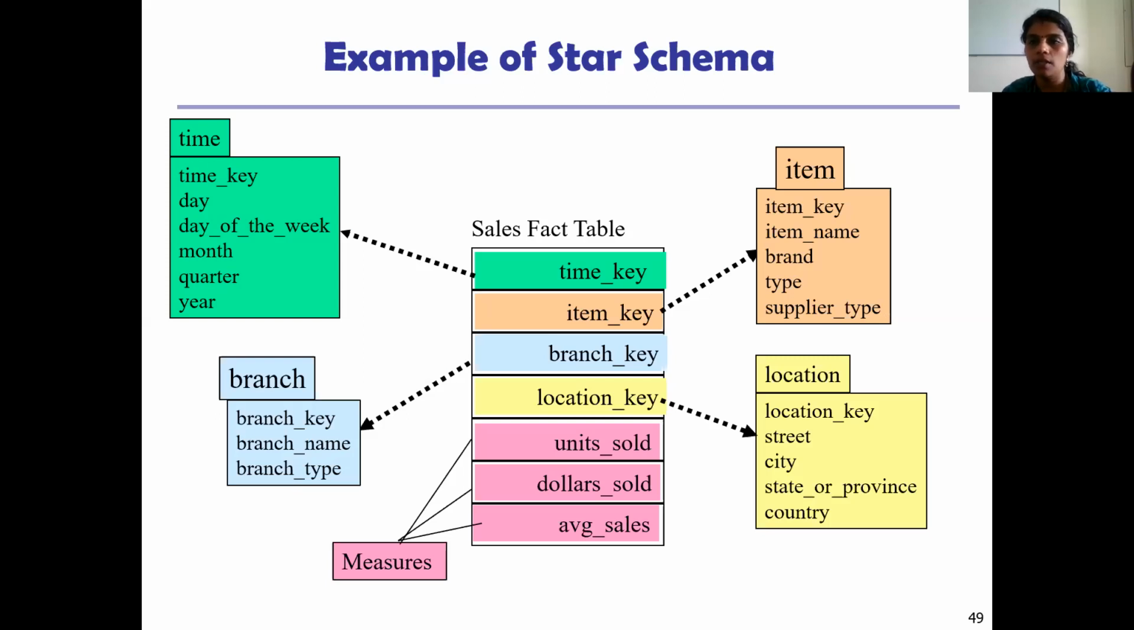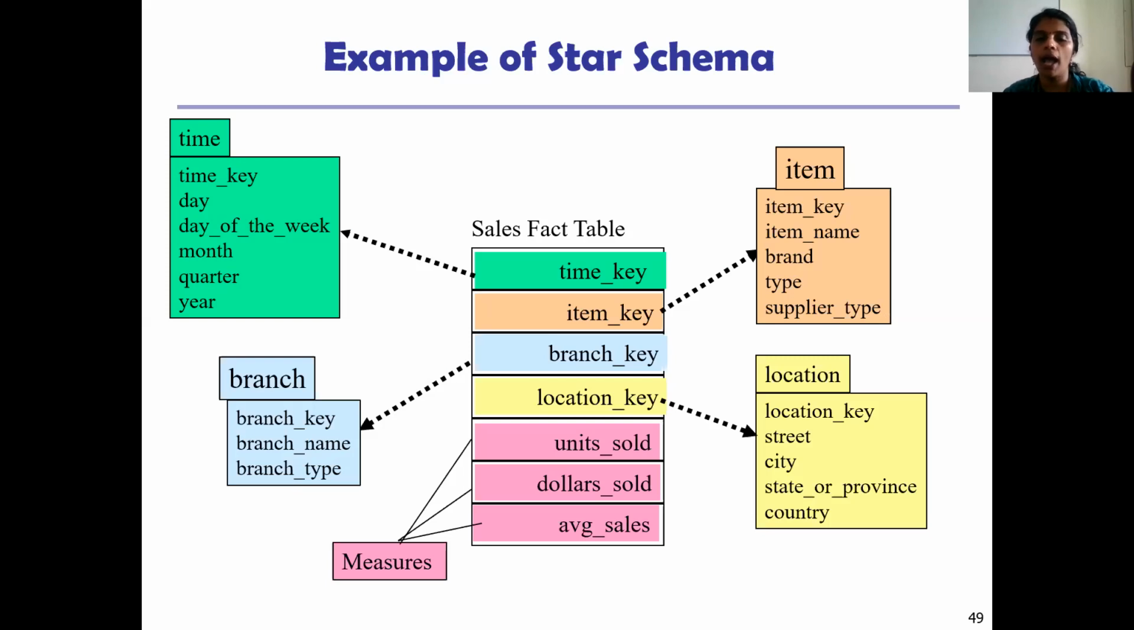So each dimension table consists of multiple attributes which describe that particular dimension. The fact table will have keys which relate to each of the dimension tables as well as the numerical measures or the facts which relate all the dimension tables. And at the level of the dimension table, you will have multiple attributes for each dimension describing that particular dimension.